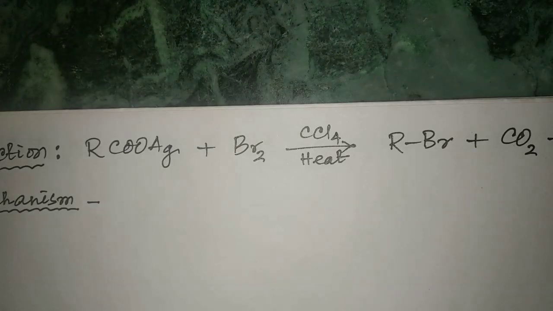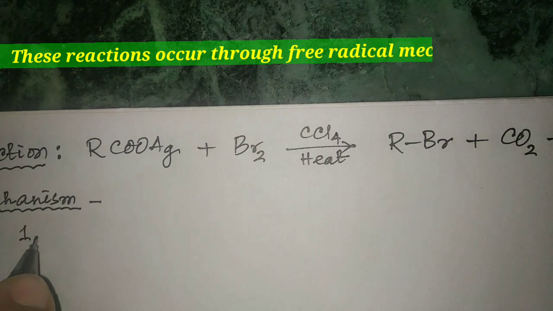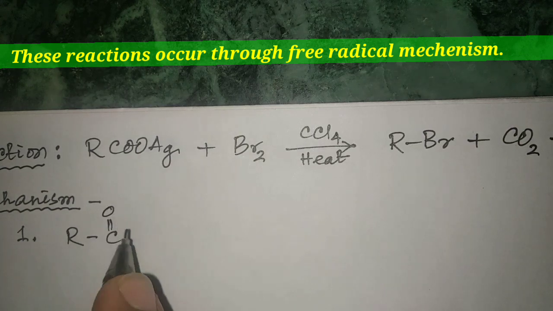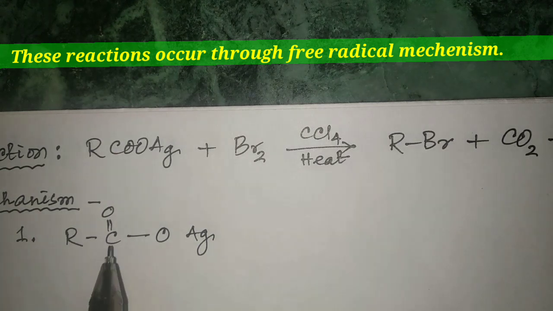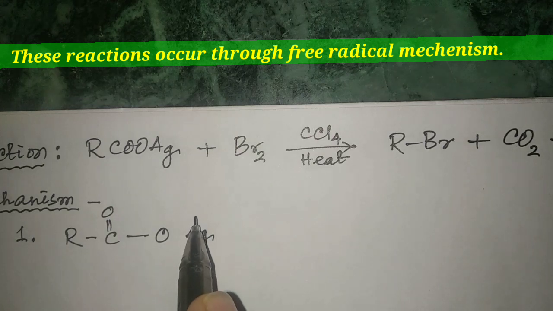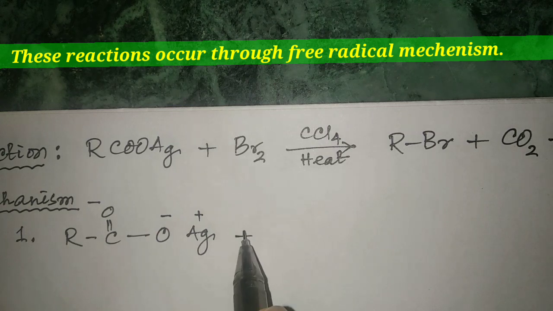Evidence shows these reactions occur through a free radical mechanism. That means this involves steps like initiation, propagation and termination. So we will present the various important steps here. The starting material is the salt of carboxylic acid. We have taken the silver salt here. The silver salt contains one polar bond, between this non-metal and this metal. The polarity is here. This is positively charged and this is your negative pole.